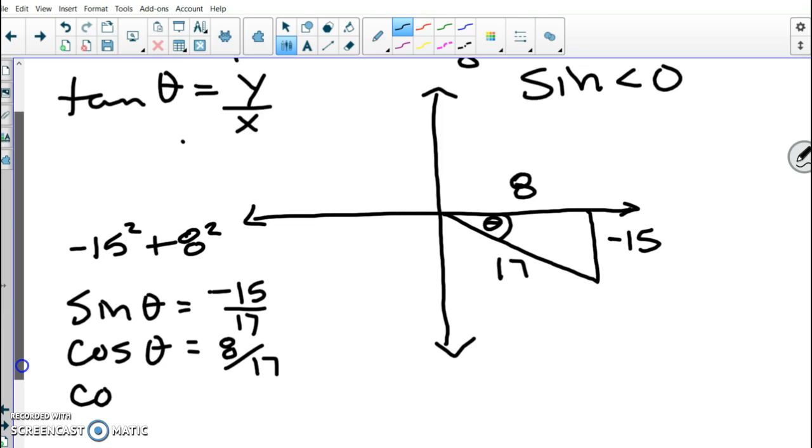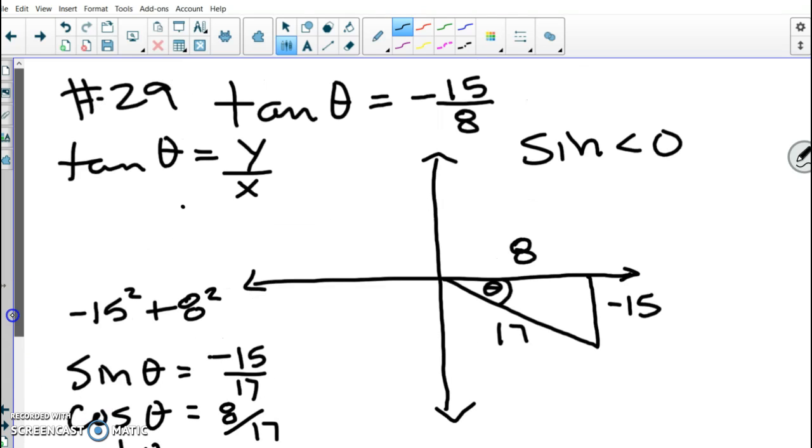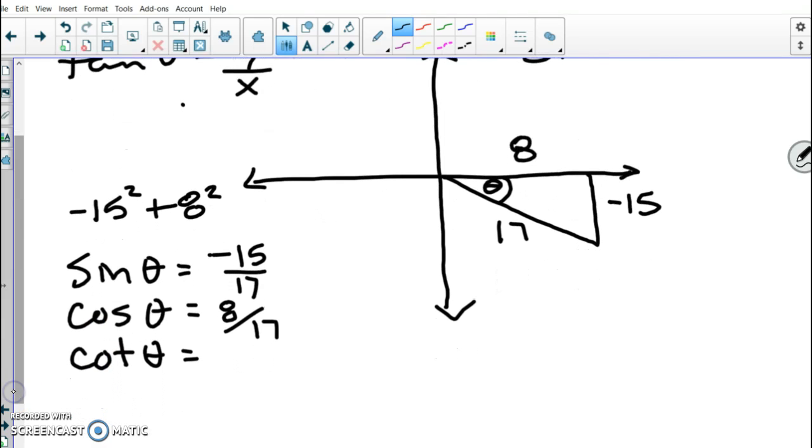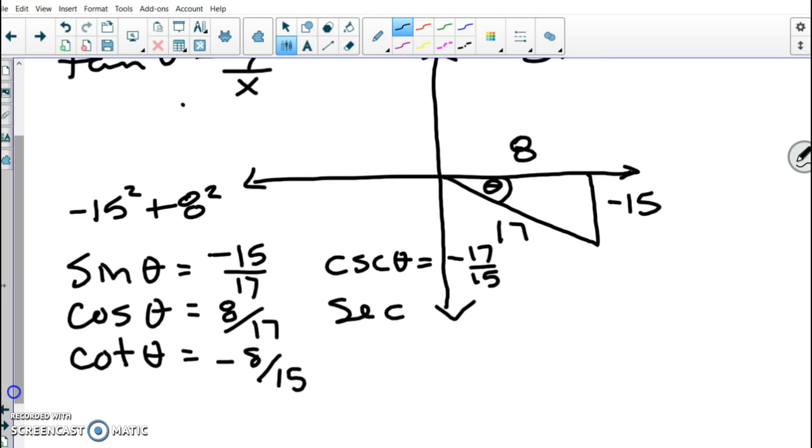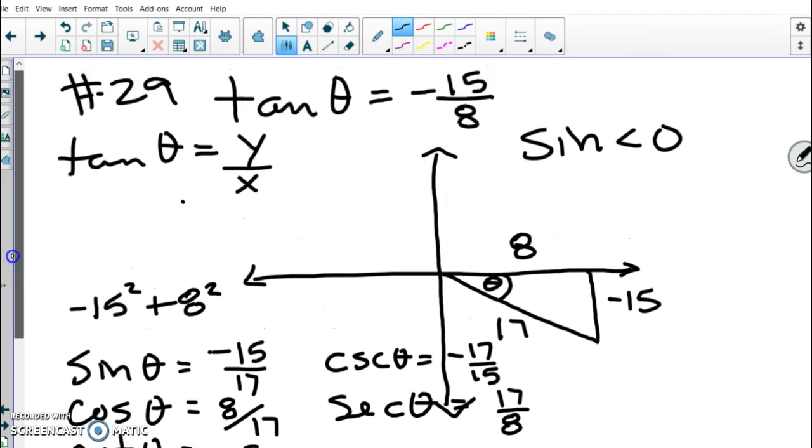The cotangent is the reciprocal of tangent, and for that we had negative 15/8, so we would have negative 8/15. Cosecant is the reciprocal of sine. That would give us negative 17 over 15. The secant is the reciprocal of cosine, 17 over 8. And that would conclude all 6 trig values.